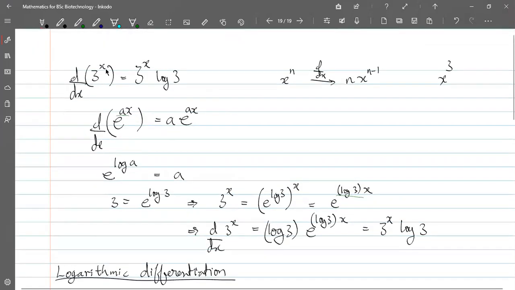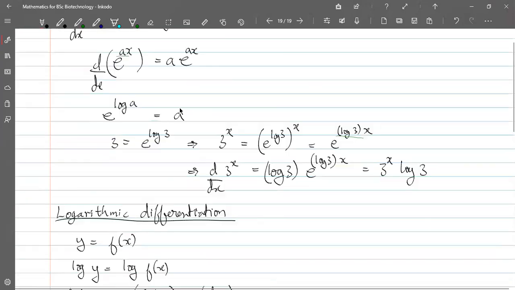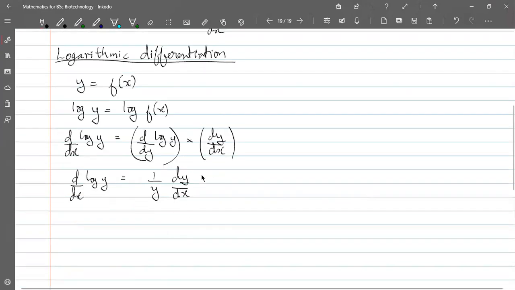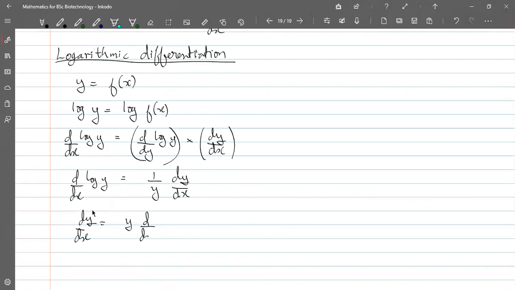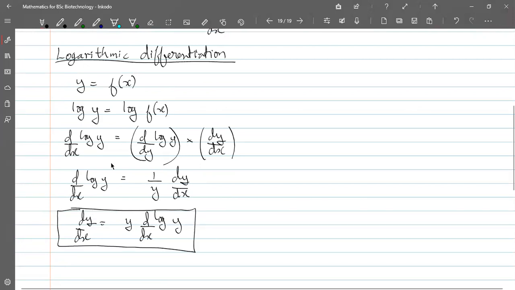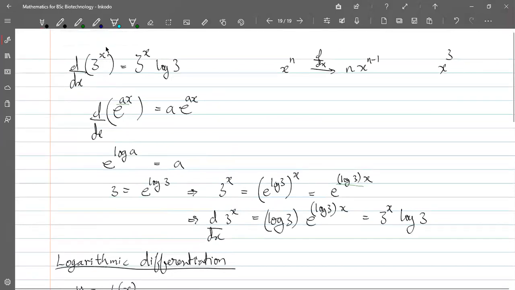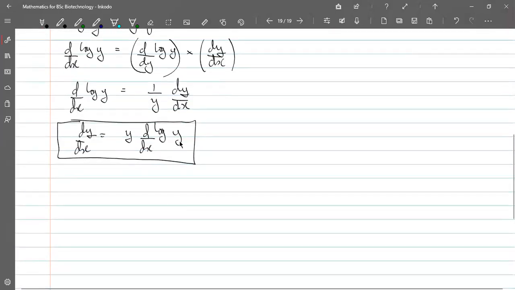In this case, y would be equal to 3 power x, and we want to find dy/dx, which we now know is this. So from this we get dy/dx is equal to y times d/dx of log y. This works for any function. It doesn't have to be written in this form, some constant to the power x. It can be any function. You can take log y, differentiate, and then multiply that by y itself. So this always works.